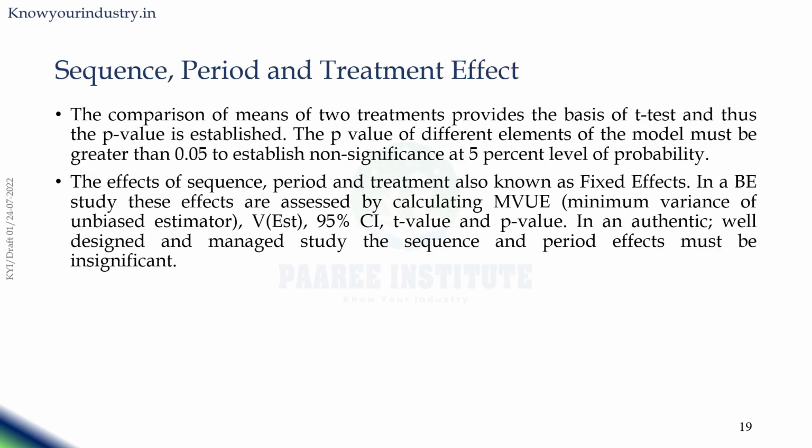Sequence, period, and treatment effects. The comparison of means of two treatments provides the basis of the t-test, and thus the p-value is established. The p-value of different elements of the model must be greater than 0.05 to establish non-significance at the 5% level of probability. The effects of sequence, period, and treatment are also known as fixed effects. In a bioequivalence study, these effects are assessed by calculating the minimum variance unbiased estimator, V value, 95% CI, T value and P value. In an authentic, well-designed and managed study, the sequence and period effects must be insignificant.